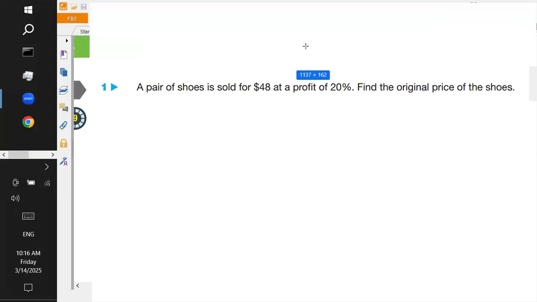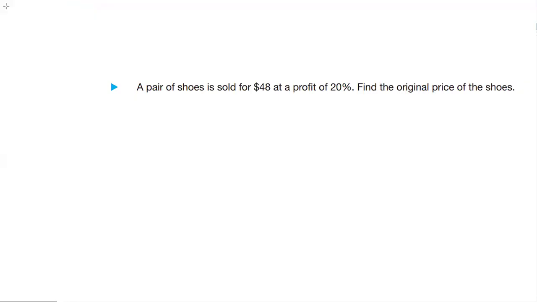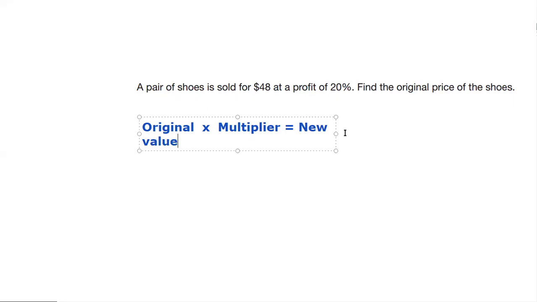As we said, these questions are very important. You have to focus on the questions, read them first to understand what they need. Now here, you're going to use this formula, which is the original times the multiplier. This will give you the new value. So original times multiplier will give you the new value.